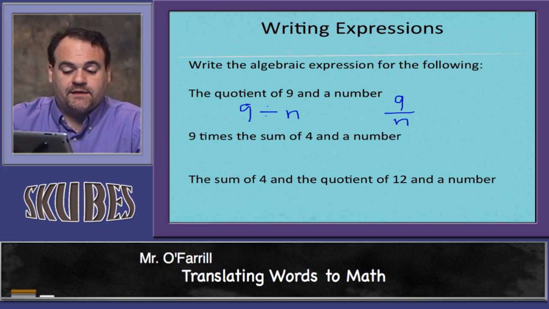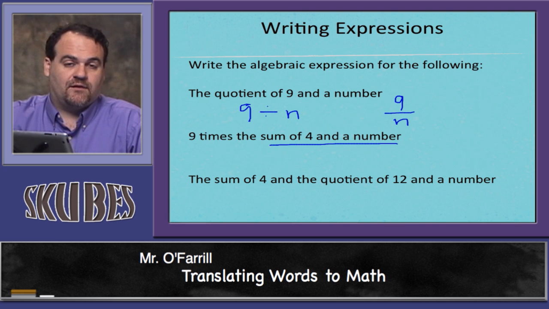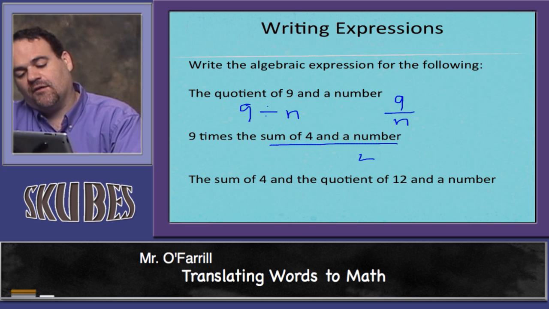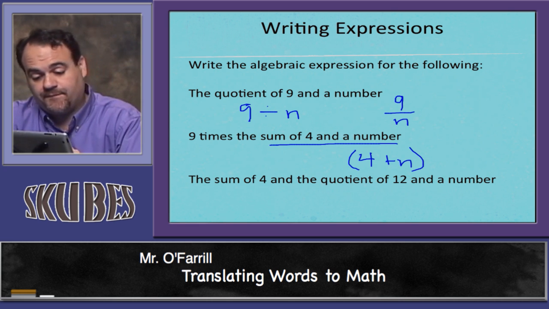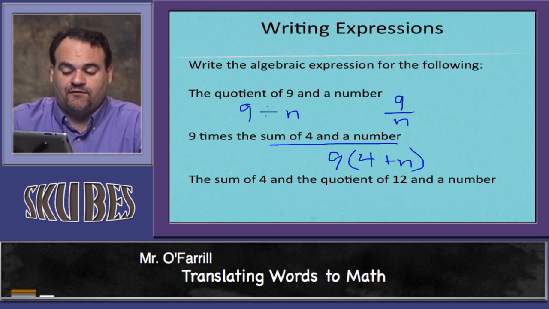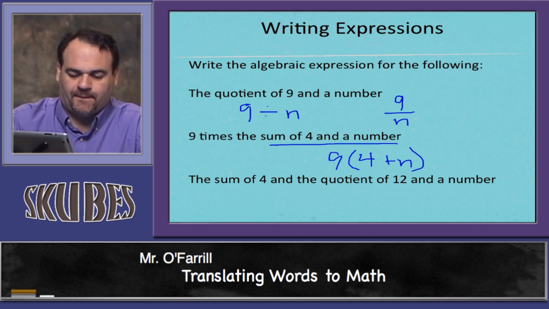Okay? 9 times the sum of 4 and a number. Okay? Now when it says the sum of 4 and a number, that's needing to happen first. So we need some parentheses here. We have the sum of 4 and a number, and we're going to multiply that by 9. And we don't need any symbol there. That says 9 parentheses 4 plus n. Or n plus 4, you can write it that way. Both would be equally correct.